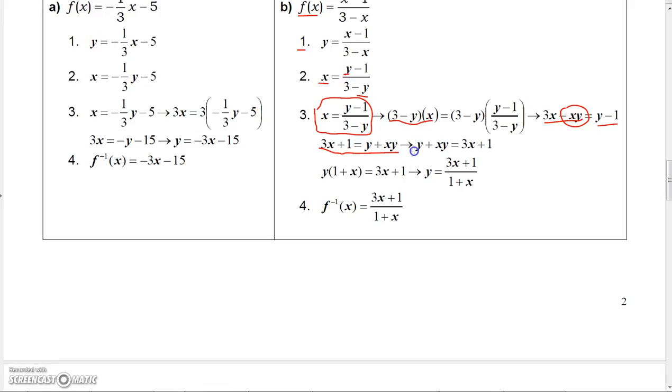Let's turn that around and say it this way: y plus xy equals 3x plus 1. Now I can factor the y out, and I get y times 1 plus x equals 3x plus 1. So now if I want to solve for y, I get y equals 3x plus 1 over 1 plus x. And that's going to be the inverse of the original function. So the inverse of f is actually 3x plus 1 over 1 plus x.